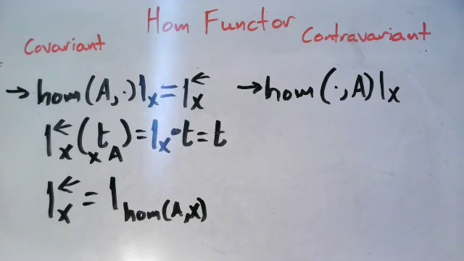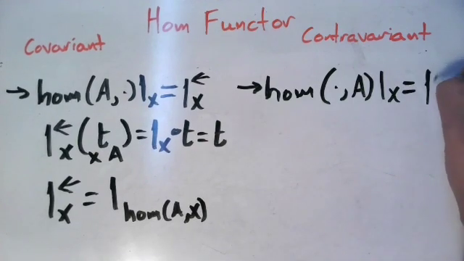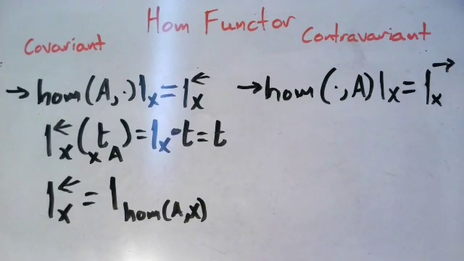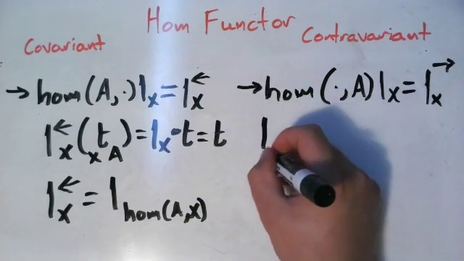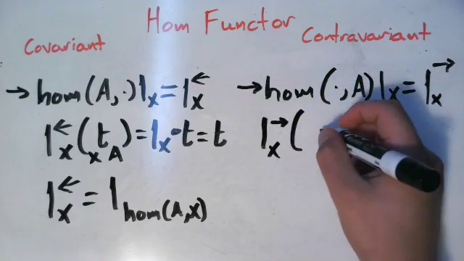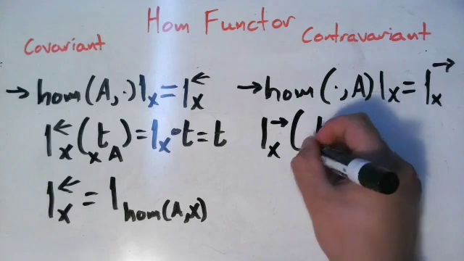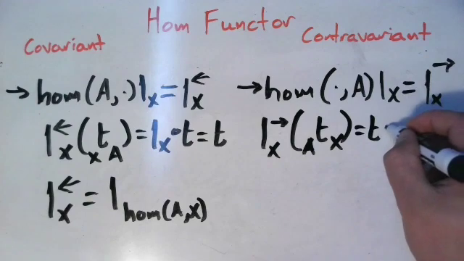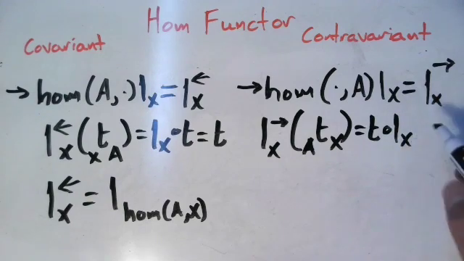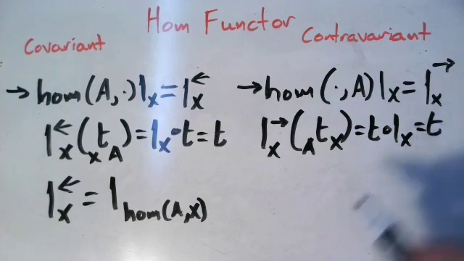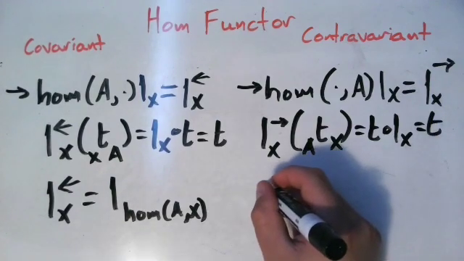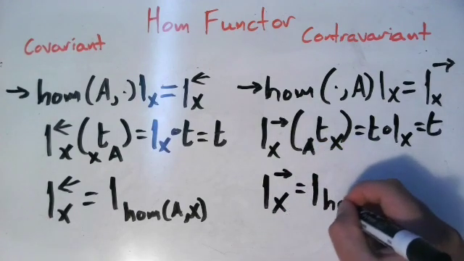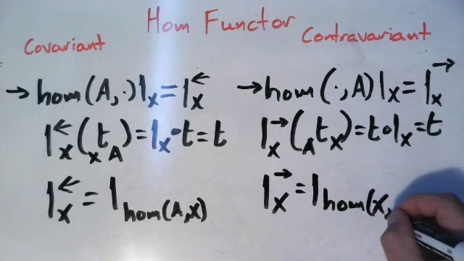In the contravariant case, this is going to be precede by 1x. When this is applied to some t, in this case from x to A, we get t composed with 1x, which again is just t. So we see that in this case we have the same thing, except with the hom set going in the other direction.